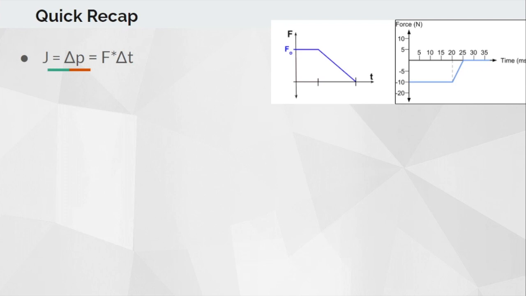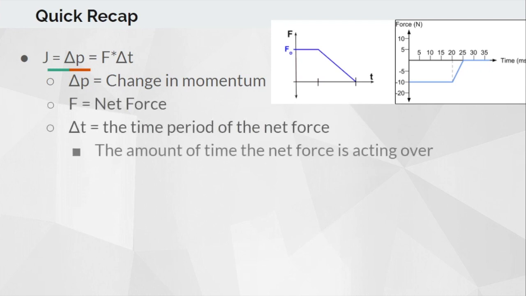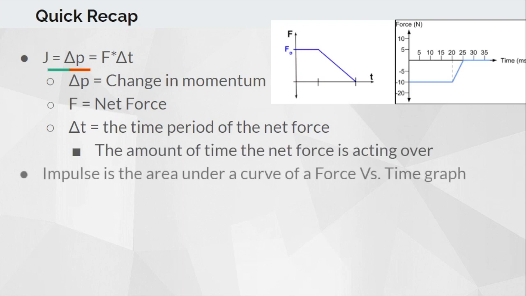So let's quickly recap some important concepts. First one is our equation, and here I give you two equations in one, just saying that impulse is equal to the change in momentum, which is also equal to force times delta t. Again, delta p is equal to the change in momentum, F is our net force, and delta t is the time period of the net force. And that's just referring to the amount of time the net force is acting over.